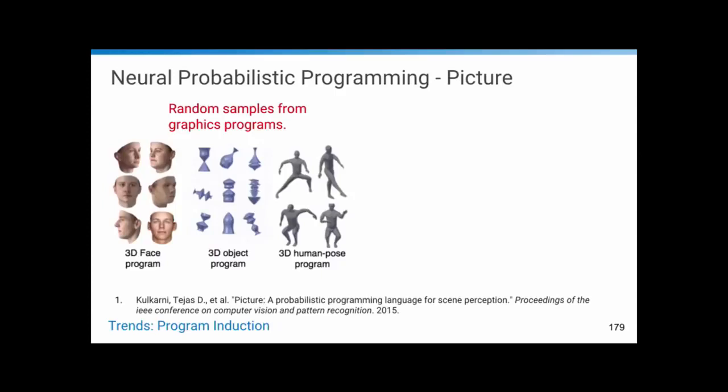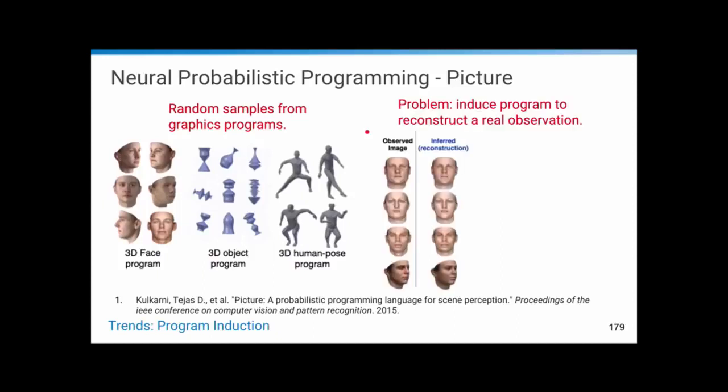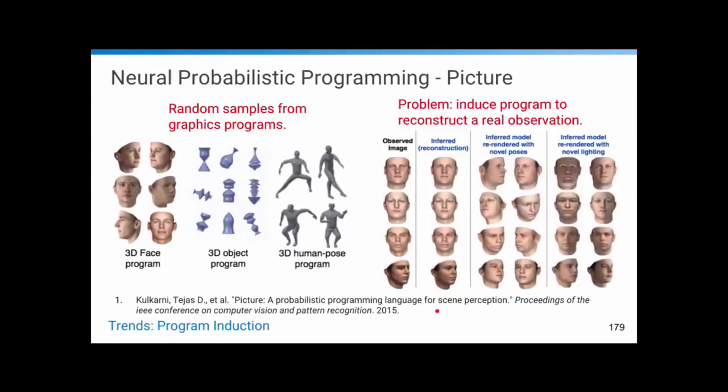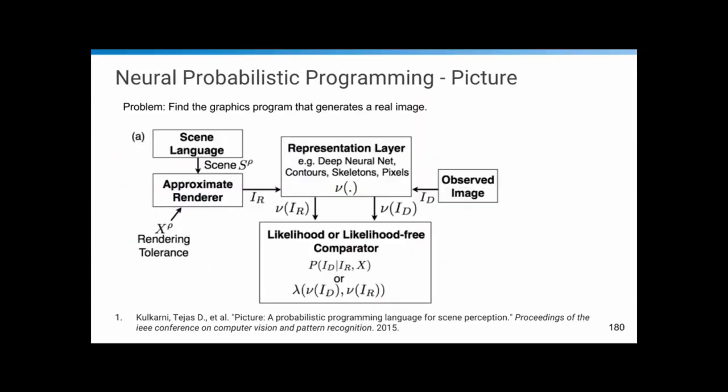Beyond those approaches, people are more and more integrating neural nets into probabilistic programming. So if you think about graphics programs that produce things like 3D faces, 3D shapes, 3D human poses, we can use these graphics programs to generate lots of data. But then suppose that you have an image and you want to find the program that would actually reconstruct it. And once you have that program, you can tune the knobs and re-render with different poses or different lighting that you might want to do for things like animation.